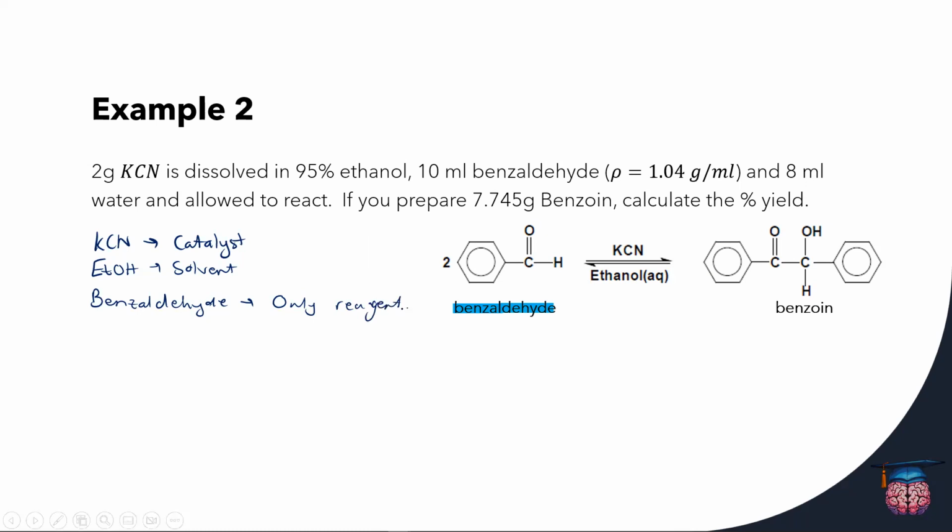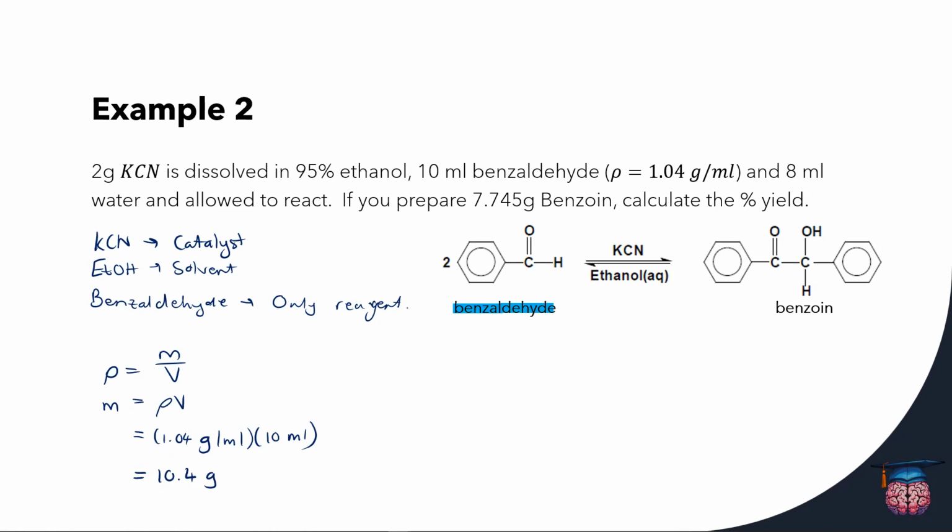Okay. So now we need to go and calculate the number of moles of the benzaldehyde that we have, but we do not have a mass. So we need to go and calculate the mass from the density. So we have density is equal to mass over volume. So mass is then density times volume. So this is 1.04 grams per milliliter multiplied with 10 milliliters. And this simply gives us 10.4 grams.